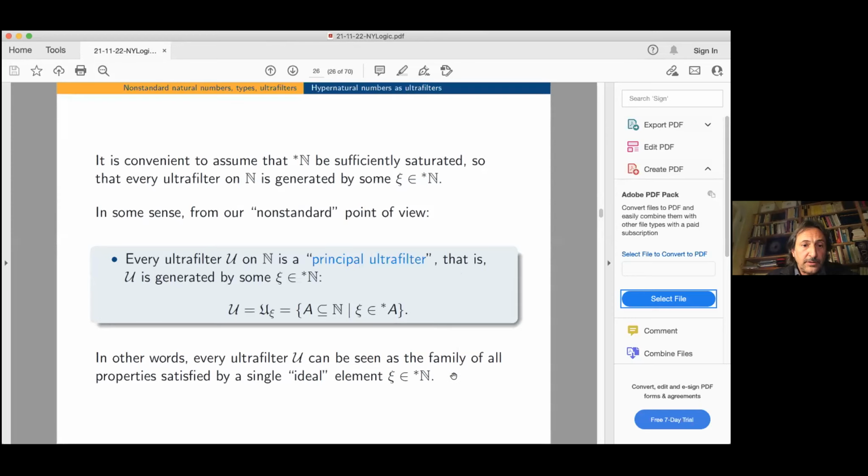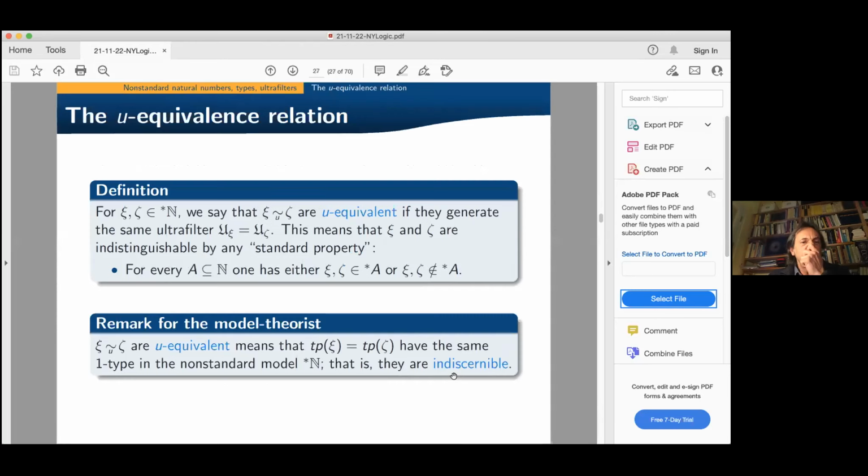Now, okay, I didn't mention this, but we will always assume the hypernatural numbers to be saturated enough so that we have all possible ultrafilters. But in this case, it can be proved that you have plenty of elements generating the same ultrafilters. So we have a non-trivial equivalence relation. And we can say that two elements are U-equivalent, in the sense of ultrafilter equivalent, if they generate the same ultrafilter. This is the same as to say that there is no way of distinguishing the two elements by means of standard properties.